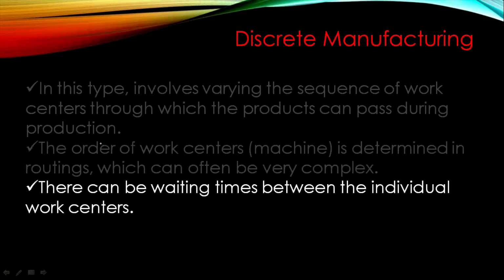There can be waiting times between the individual work centers. So if the product is going through machine number 1, it needs to go through machine number 2 and 3. But machines number 2 and 3 may be busy, and there can be waiting times for this product to be processed on those machines. That's what it means.